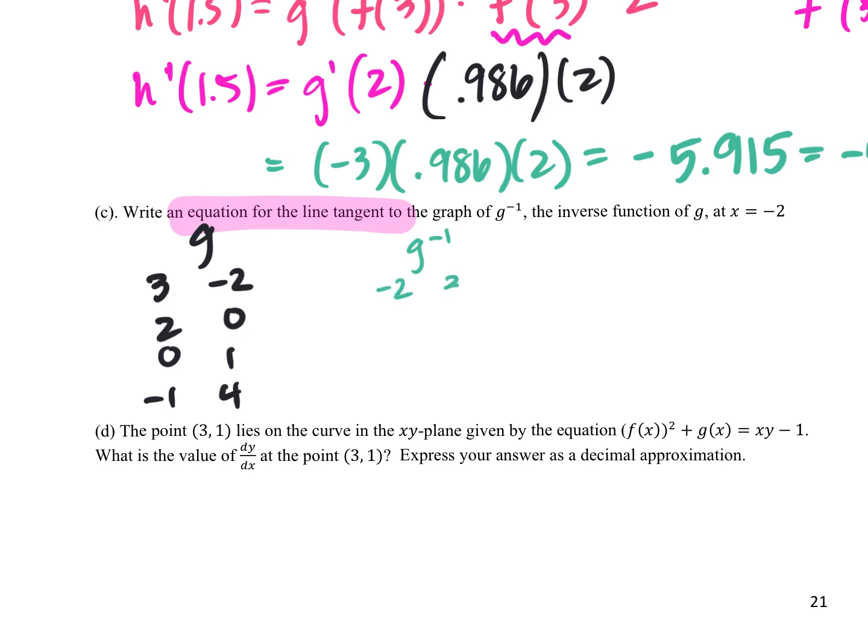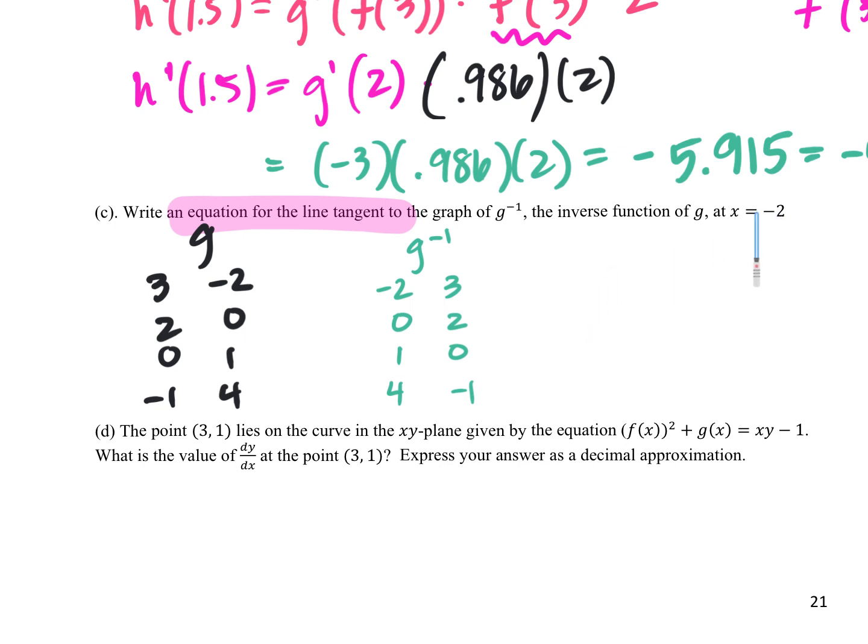Negative 2, 3. Agreed? 0, 2. 1, 0. 4. Good. Guys, they want the inverse's function. So we need the inverse's slope. If we're looking for an equation of a line, we need the inverse's slope when x is negative 2.